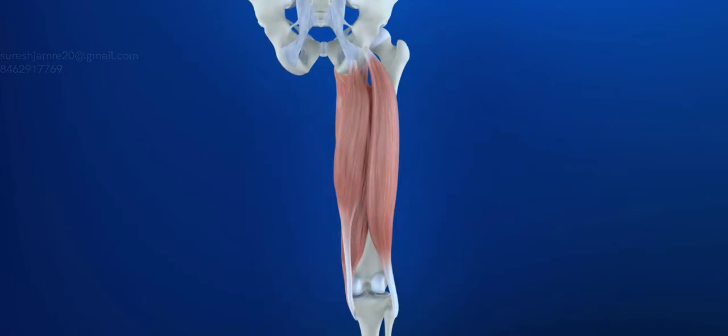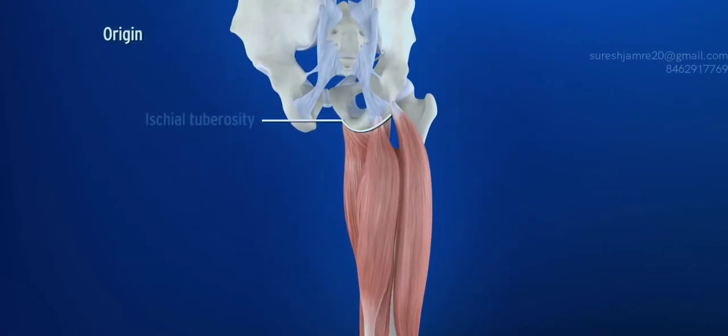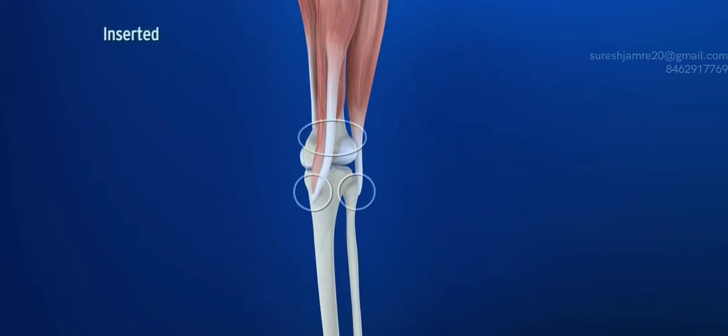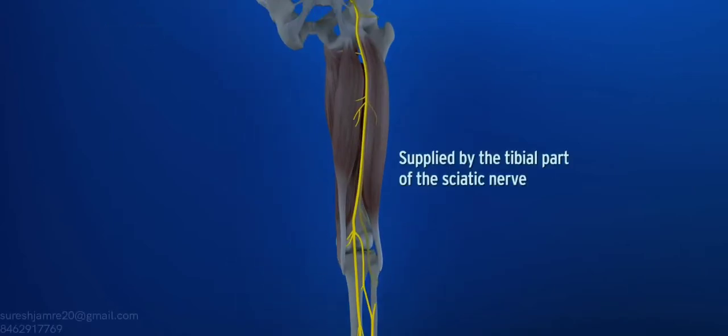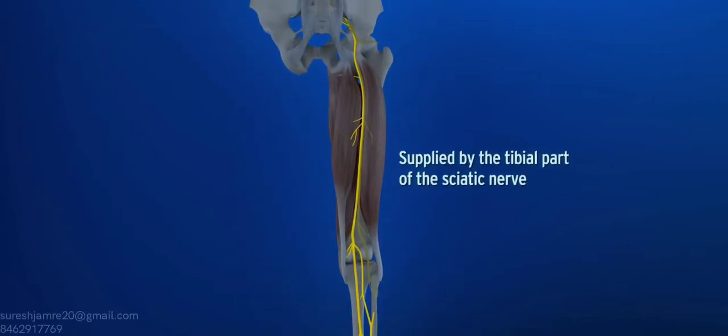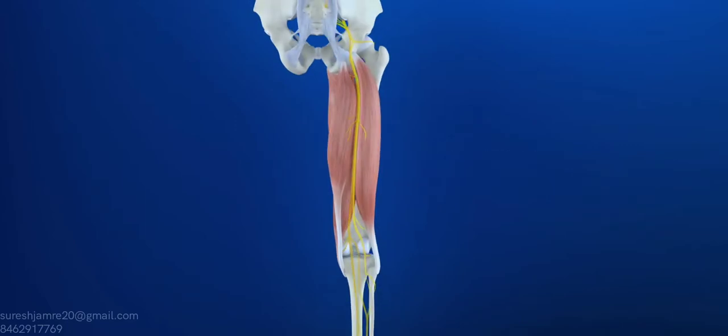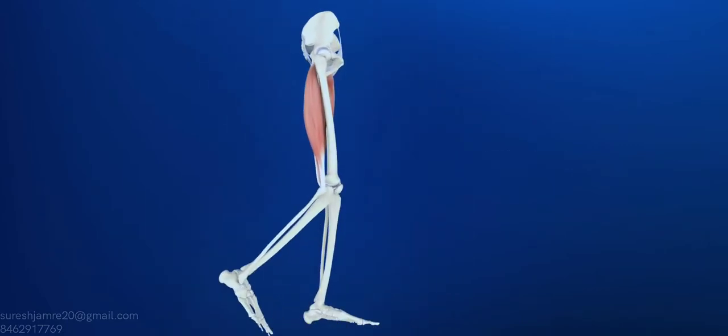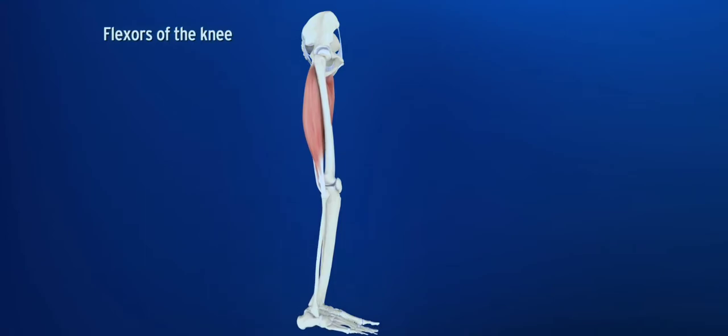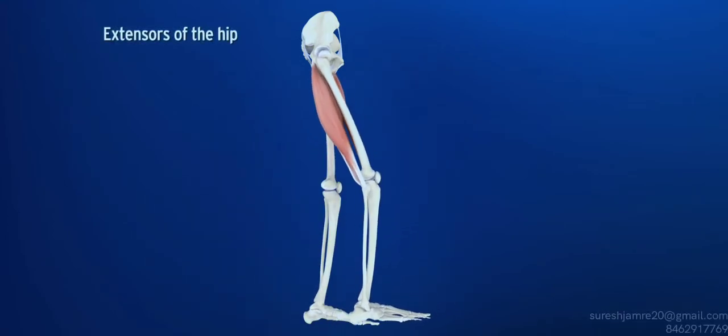The hamstrings share the following characters. They take origin from ischial tuberosity. They are inserted into one of the bones of the leg. They are supplied by the tibial part of the sciatic nerve. The muscles act as flexors of the knee and extensors of the hip.